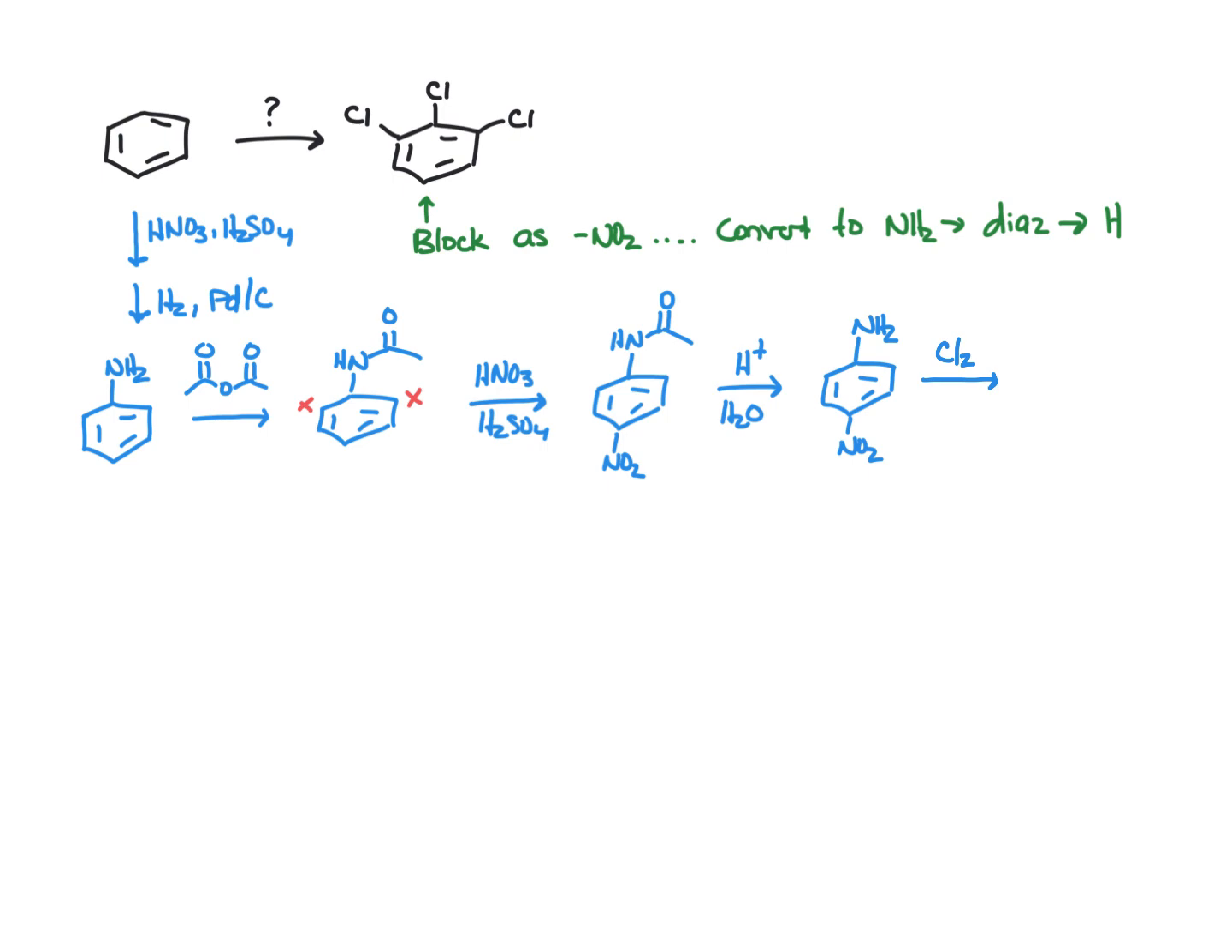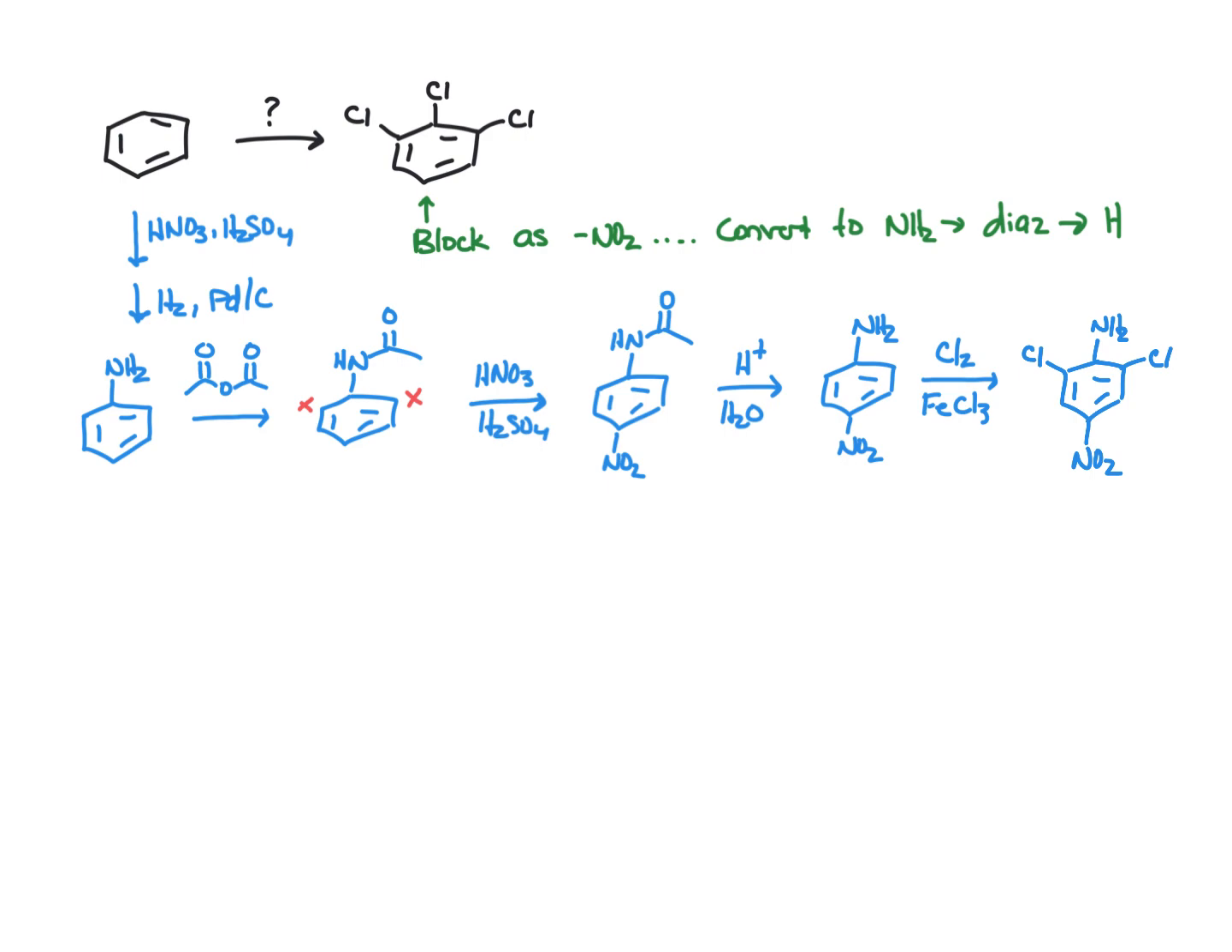Normally we don't need a catalyst with a strong activating group like an amine on the ring, and I'm okay if you leave off the catalyst here. I'm going to hedge my bets and put it in, because having this strong deactivator is going to slow the reaction down, so this is going to help us out a bit. So we'll chlorinate the ortho positions.